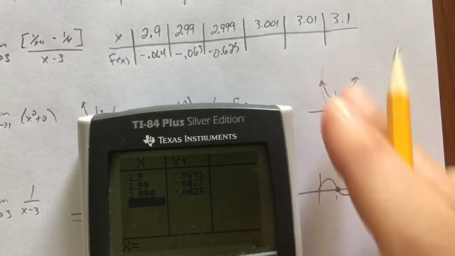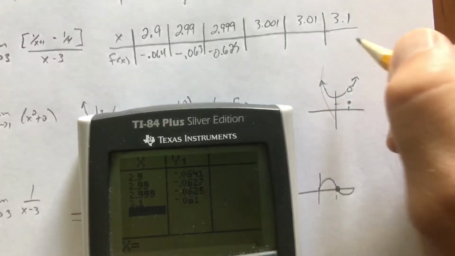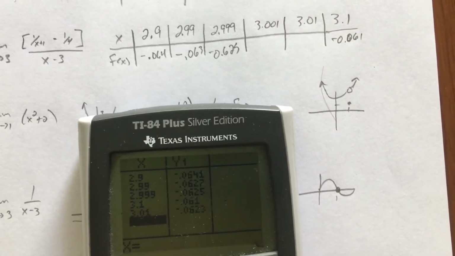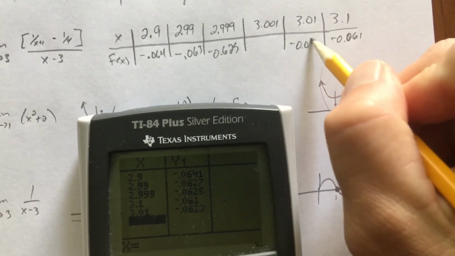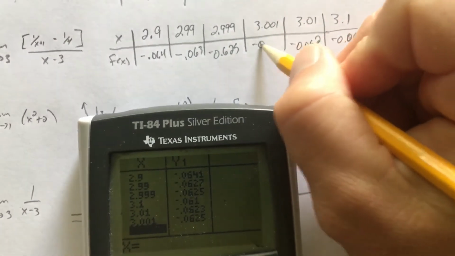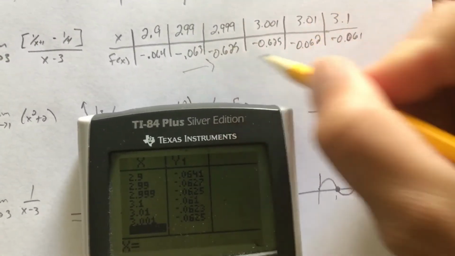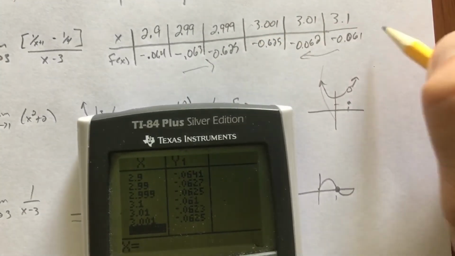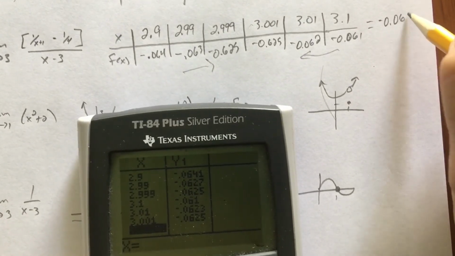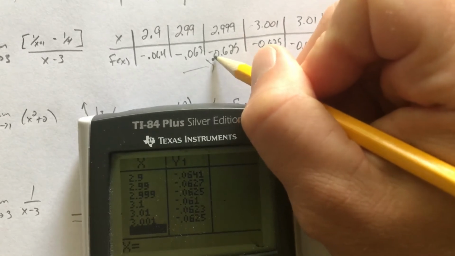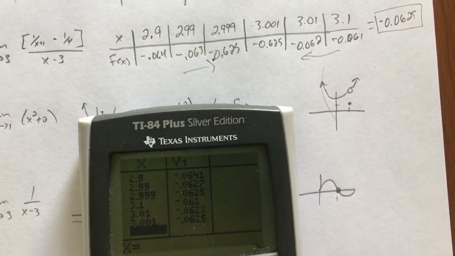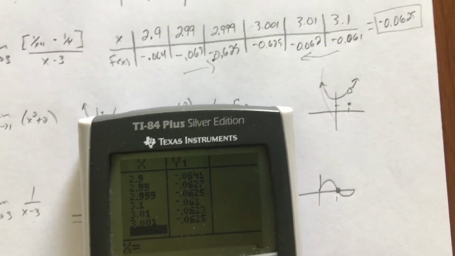Then if I come from the right side, 3.1, I get negative 0.0061. 3.01 gives me negative 0.062, and then 3.001. And you can see how, from the left side and from the right side, we're really converging onto a value of negative 0.0625. Sorry, this decimal point should be right there. And so we would say that that's our limit, because that's what it appears we're approaching from the left and the right.